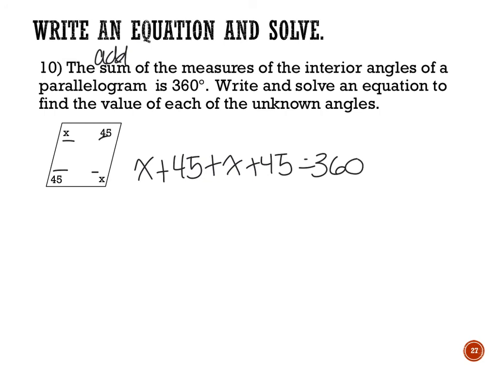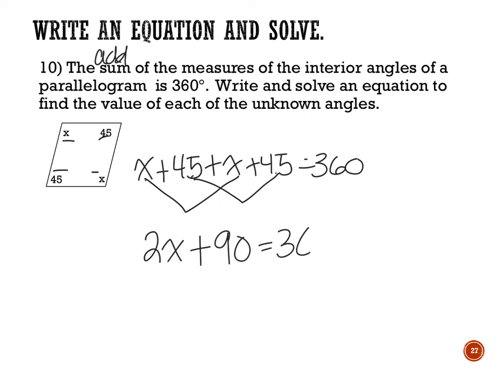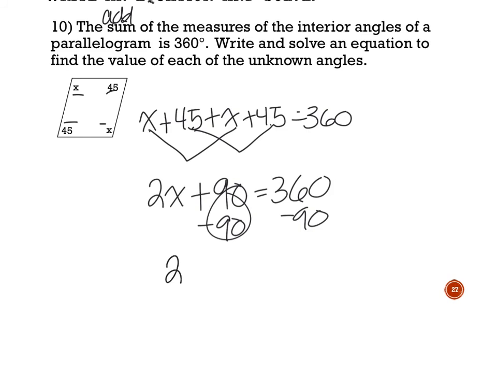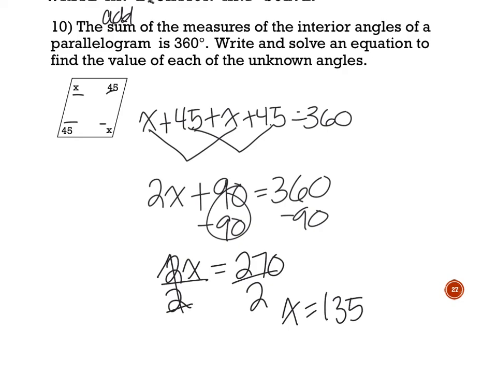The first thing I'm going to do is combine my like terms, x plus x and 45 plus 45. X plus x equals 2x, 45 plus 45 equals 90, equals 360. I'm going to subtract 90 from both sides. I have 2x equals 360 minus 90, which equals 270. Divide both sides by 2 because division is the opposite of multiplication. X equals 135. 270 divided by 2 equals 135.